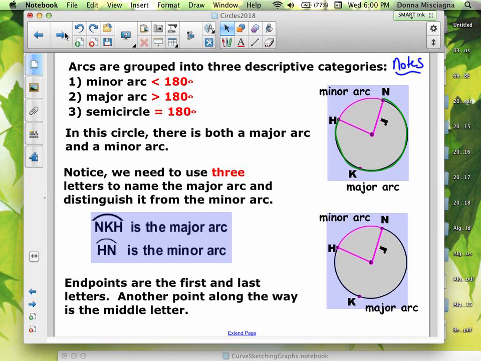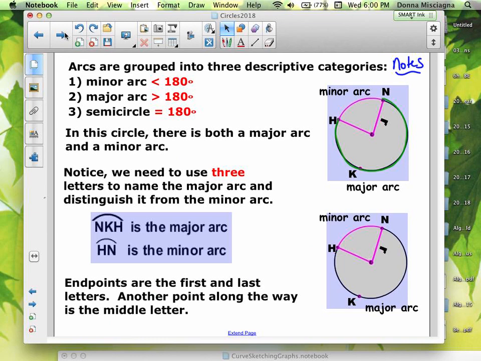All right, the major arc is arc NKH, or I could call that HKN. And the minor arc is arc HN, or I could call that NH. Notice that we use, and you can fill that in your notes there, 3 letters to name a major arc and distinguish it from the minor arc. Because if I were to call them both NH or HN, I would have no way of knowing which arc you meant. Did you mean the shorter distance, or did you mean the longer distance? So if we include another point with a major arc, it tells us to go the long way around the circle, not the short way.